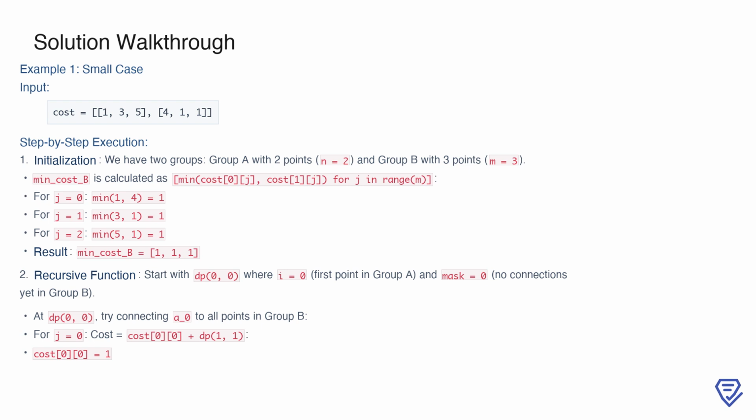For each column in the cost matrix, we take the minimum value across both rows. For instance, for the first column, the minimum of 1 and 4 is 1. Similarly, for the second and third columns, the minimum values are also 1. Hence, the result is min_cost_B equals [1, 1, 1].